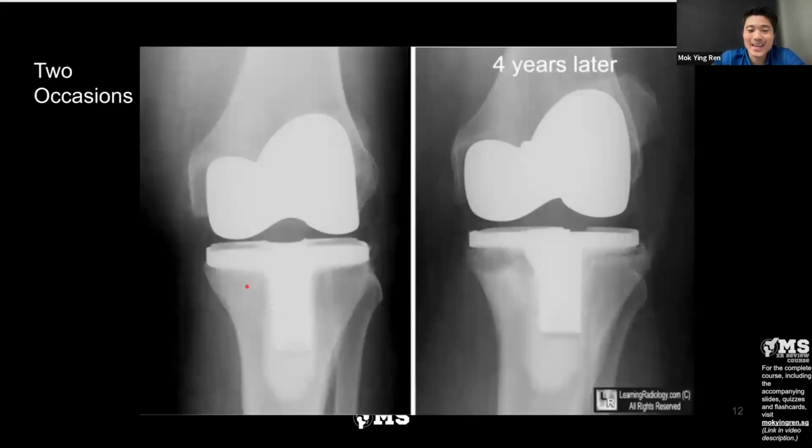Now this is a total knee replacement X-ray. Post-operative, we see the X-ray over here. And 4 years later, the patient has pain. We repeated the X-ray, and now we have the opportunity to compare to the first X-ray. And what we see is that there again is lucency noted along the medial aspect of the tibia component, right? So there is again periprosthetic loosening.